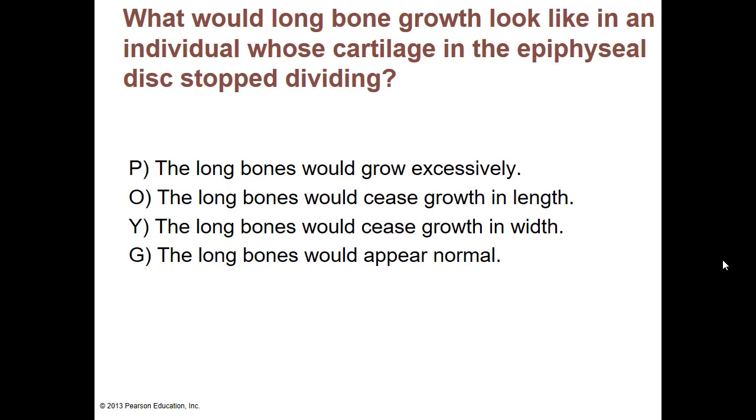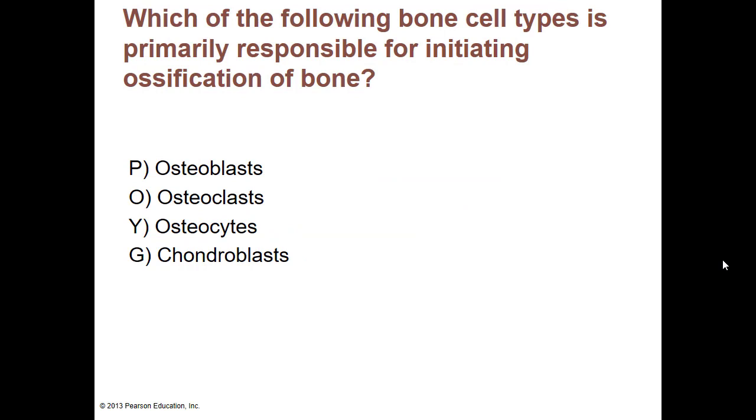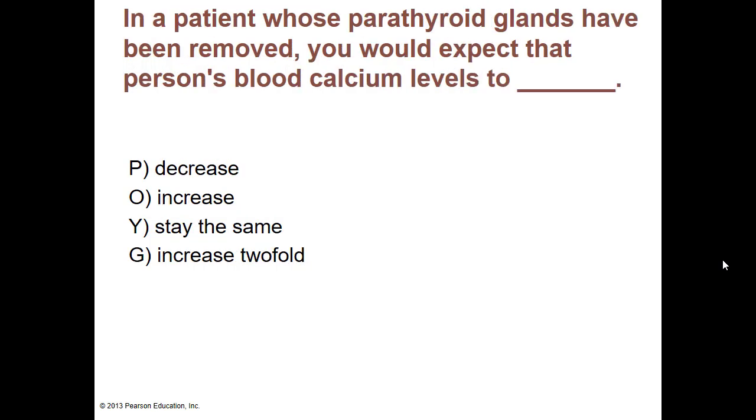What would long bone growth look like in an individual whose cartilage and epiphyseal disc stopped dividing? Well, at that point, the long bones would stop growing in length. They're done. Which of the following bone cell types is responsible for initiating ossification of bone? Osteoblasts. They're the ones that are building the bone. And in a patient whose parathyroid glands have been removed, you would expect this person's blood calcium levels to do what? Any guess? It is decrease, because the parathyroid's job is to break bone down to increase calcium. If you remove the parathyroid gland, it can't do that.